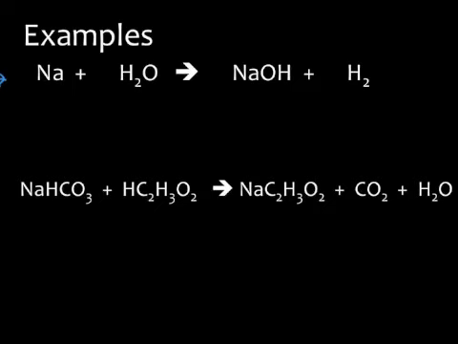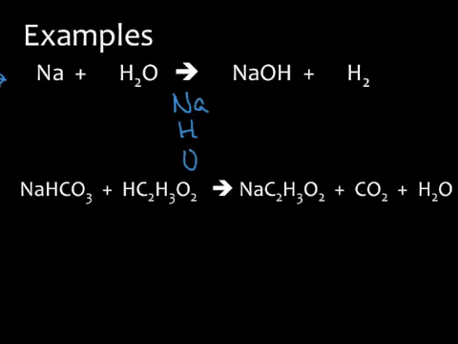The way to start this is under the yield sign, which we said is our arrow, we're going to write which elements we have present. So we have sodium, we have hydrogen, and we have oxygen. Those are our three elements, and if we look on the other side, we also have sodium, hydrogen, and oxygen. If at this point you have different elements on both sides, then there's something wrong with your chemical equation, and you want to go back and check that first.